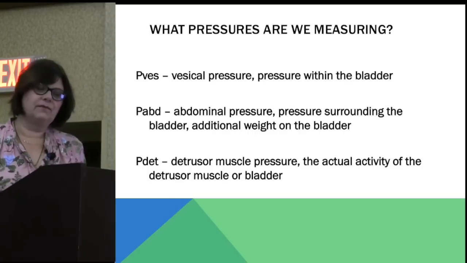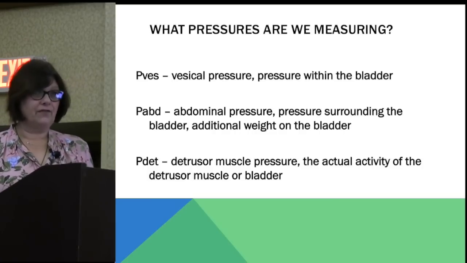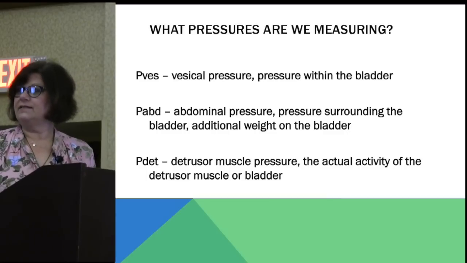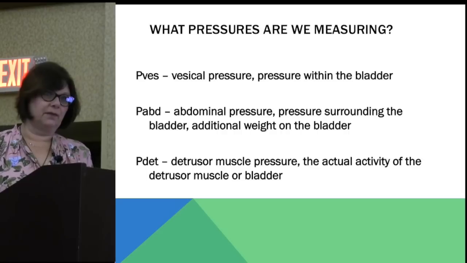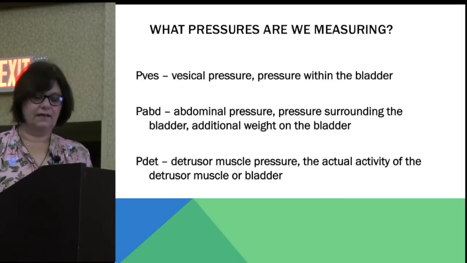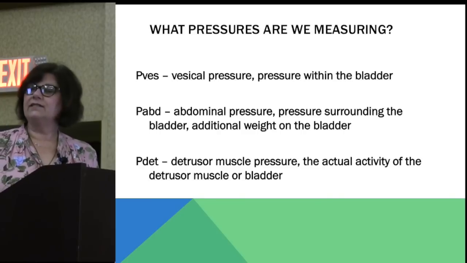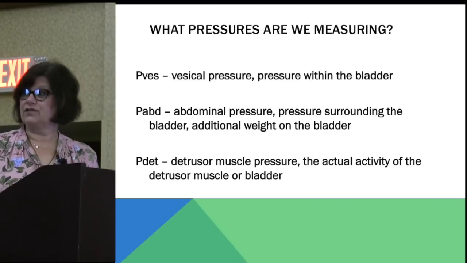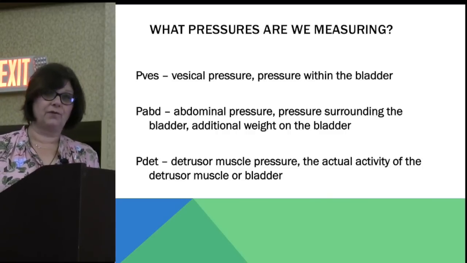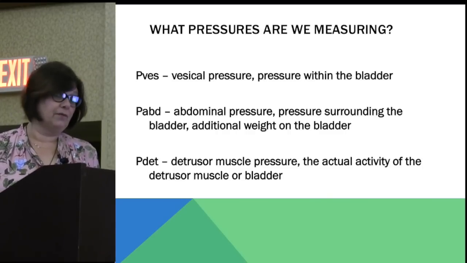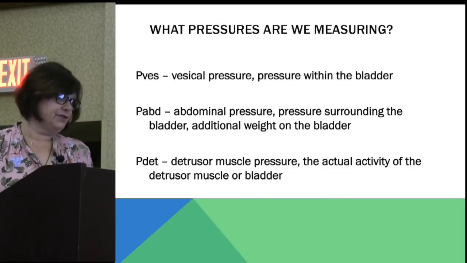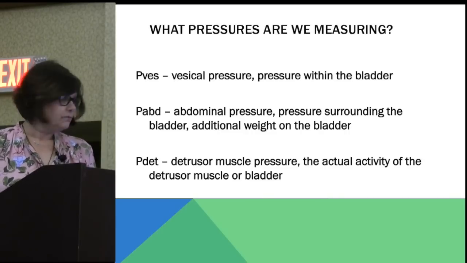And the reason we do that, a lot of people ask, why are you putting a catheter in my bottom? Most people don't like the idea of that. But it is to measure the pressures around the bladder. The abdominal contents can affect the bladder pressure, so we use the rectal catheter to measure the pressure around the bladder so we can get a true bladder pressure to know how the bladder is behaving. And that is how we get the PDET, or the detrusor muscle pressure.